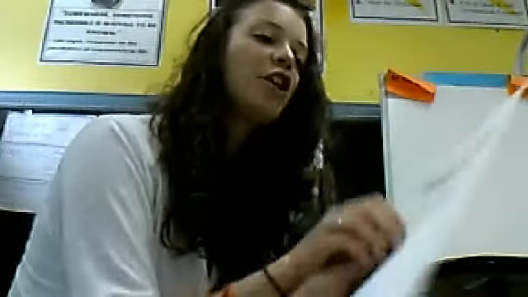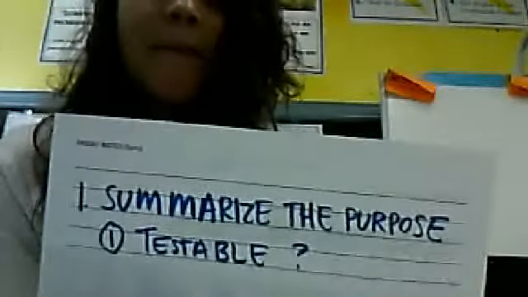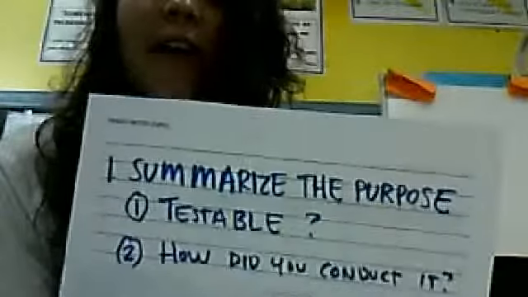So your notes package should be right out, so you guys can write down the 3 most important parts of a conclusion. The first thing you're going to do is summarize the purpose. So why did you do this experiment? What were you testing? The easiest way to do that is to make sure you include your testable question and then write about how you conducted it.